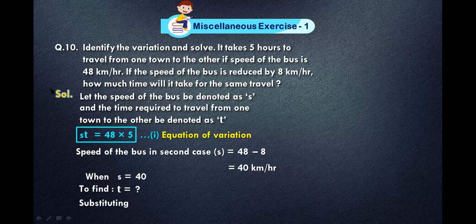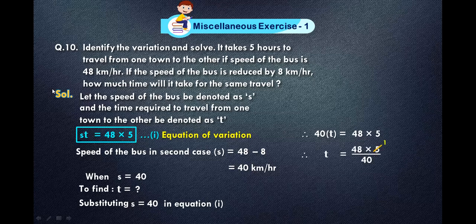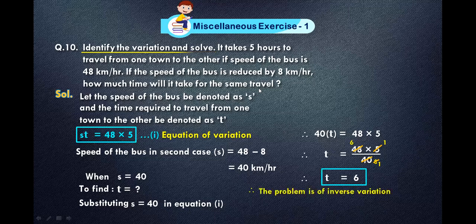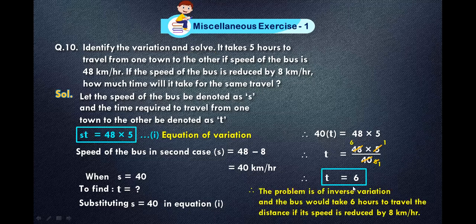Substituting s equals 40 in equation number 1, we get 40 into t is equal to 48 into 5. T will become 48 into 5 upon 40. 5 8s are 40, 8 ones are 8, 6 8s are 48. So t will be 6. So identify the variation and solve. So what is the variation here? Inverse variation. And we have found that when the speed was reduced by 8 kilometers per hour, the time taken by the bus is 6 hours. So start writing.